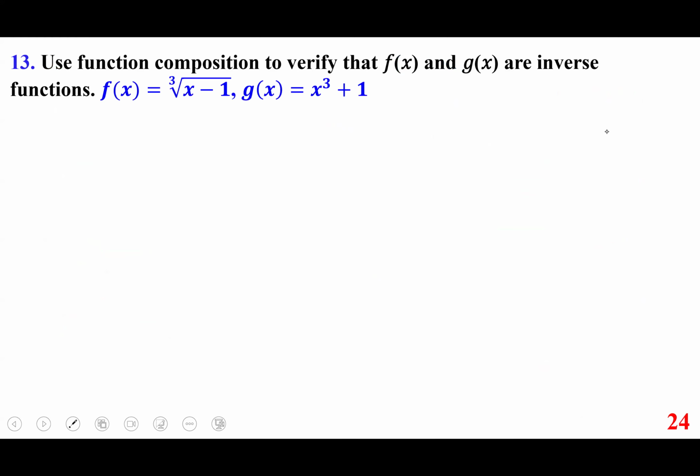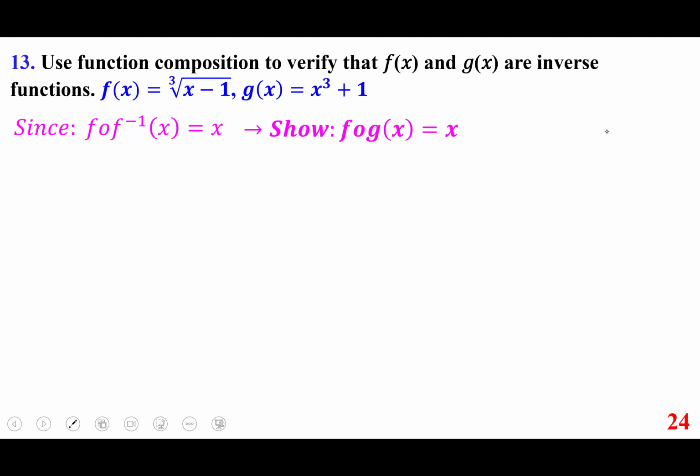Use function composition to verify that these two functions are inverse. If two functions are given and they ask, are they inverse functions? You look at the composite function. So all you have to do is look at either f of f inverse. Remember, f of f inverse is equal to x. Just look at f of g, or you can look at g of f. Makes no difference. Both must give you x.